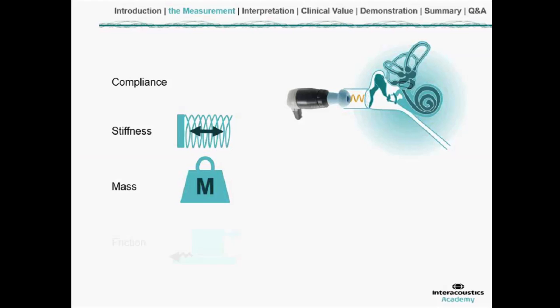And the last element is friction. So you will lose acoustic energy due to friction, and with regards to the middle ear, it's mostly the friction between the last bone of the ossicular chain, the stapes, which is connected to the cochlea. There is friction there, so you might lose some of the acoustic energy.